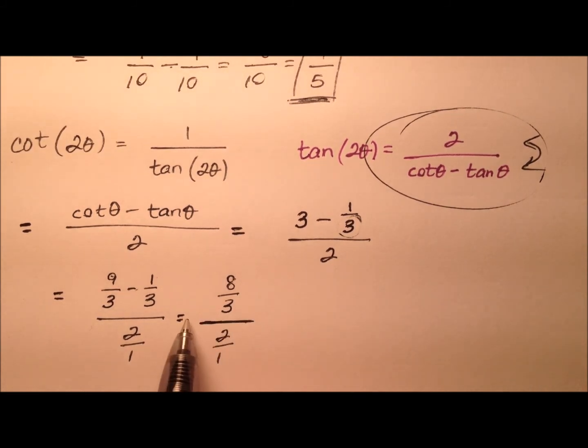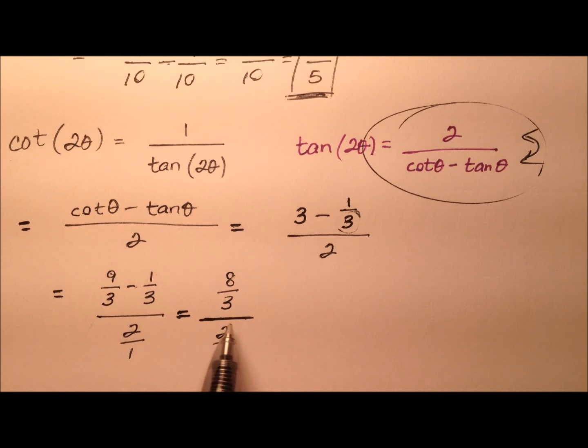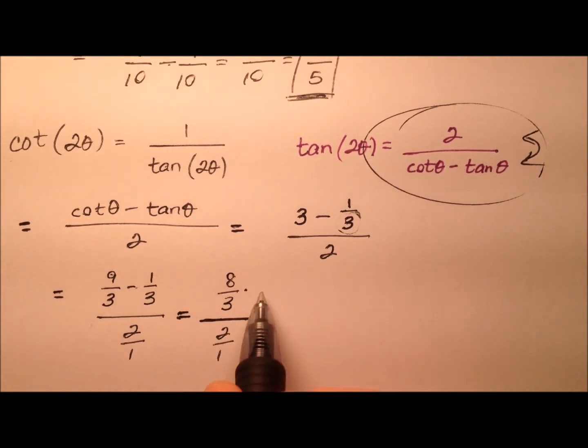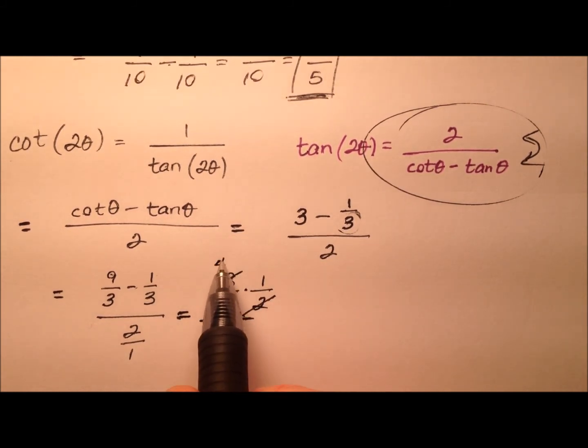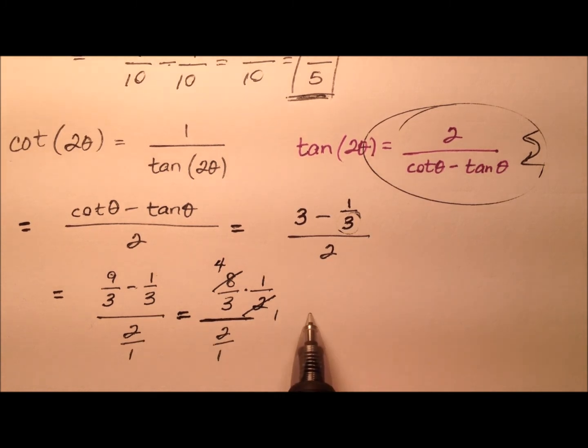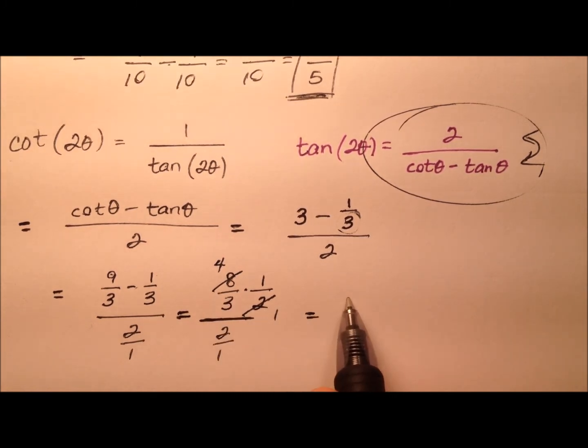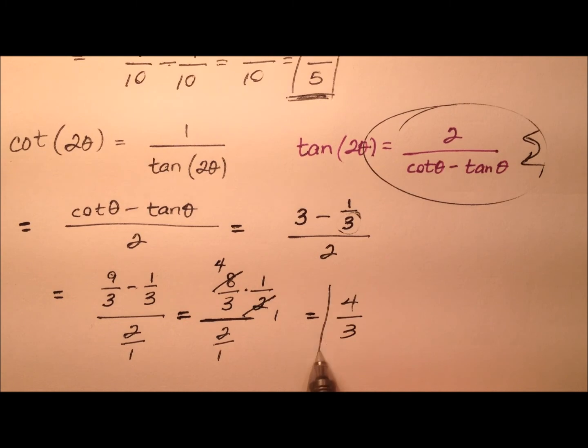Remember, these complex fractions are really concerning themselves with multiplying by the reciprocal. So let's multiply by this reciprocal. So that's what we have. And between the 8 and the 2, we can do a little reduction here. So 4 and 1. And what it looks like we have then will be 4/3.